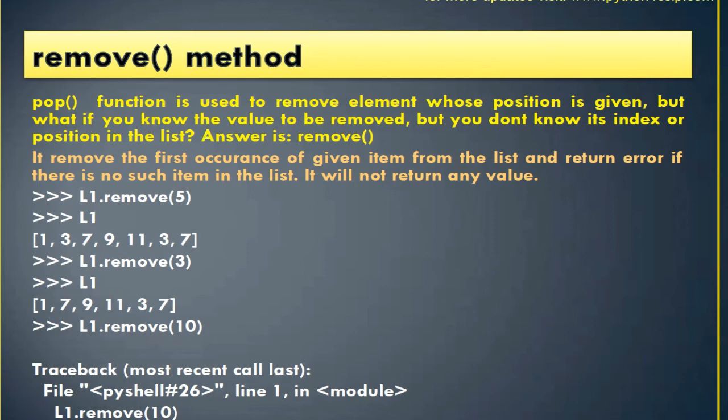So L1 dot remove 5, so the value 5 will be removed. L1 dot remove 3, so this value 3 will be deleted.